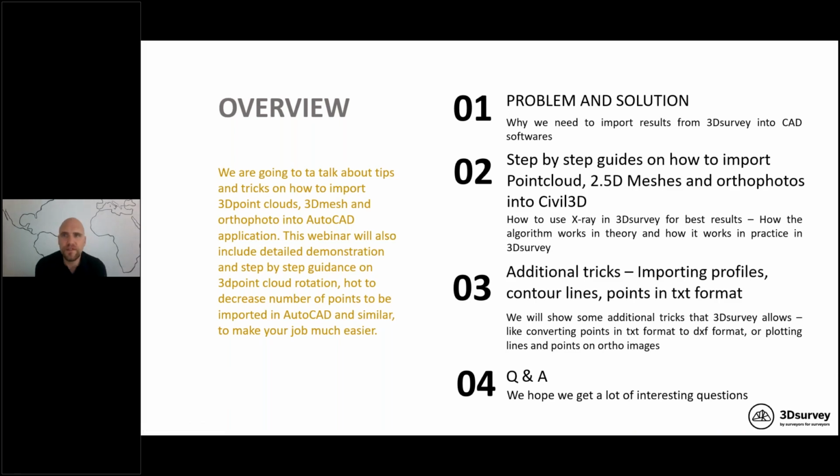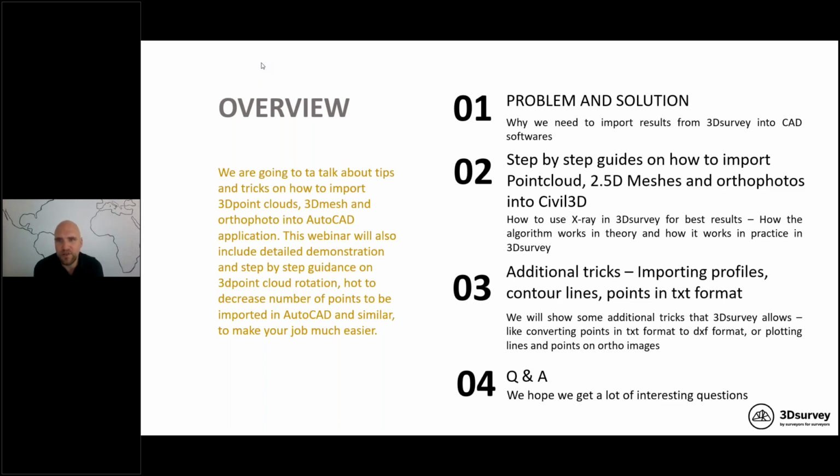So the overview of today's session will be, first we will define the problem and solution. We will look at why we even need to bring this data into AutoCAD, and then we will jump right into it. We will look at how we can import the point clouds, meshes, and orthophotos into Civil 3D. We will also check X-rays, how you can bring those in. And then for the third part, we'll also be looking at some additional tricks, like importing vertical cross sections and contour lines.